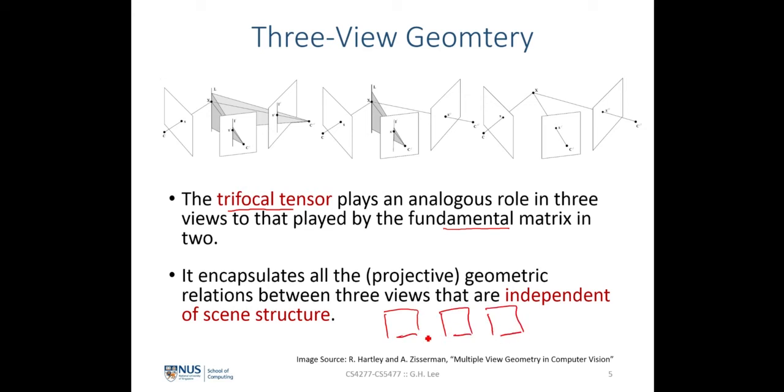What this means is that given these 3 views, as long as we know the image correspondences, it could be point-point-point, or it could be a mixture of points and lines, we will be able to compute the trifocal tensor that relates these 3 views, and then we'll be able to decompose this trifocal tensor into the geometric information of camera projection matrices, fundamental matrices, etc.